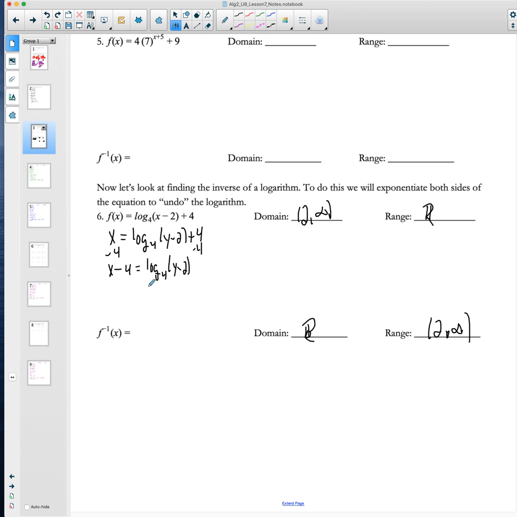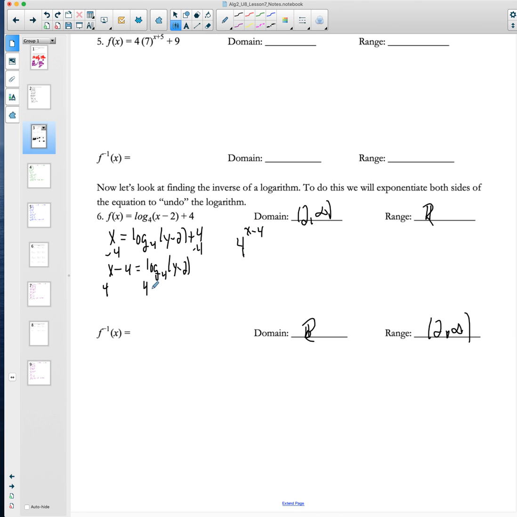Well, the inverse to log base 4 would be an exponential of base 4. Now, this is what exponentiating means. I'm going to make these two sides of my equation my exponents. So I'm going to make this a base 4 over here, where this is my exponent, and I'm going to make this a base 4 over here, where this is my exponent. Now what I am left with is an exponential function right here. So I get 4 to the x minus 4 on the left side.